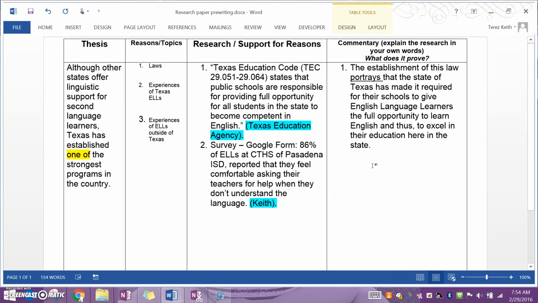Okay, so let me just put these marker verbs down for y'all. And once again, marker verbs are to show, they mean to show. So what did this quote show? And you're going to be using these marker verbs in your commentary. So we have portrays is one you can use, establishes, illustrates, conveys, demonstrates, or explains.